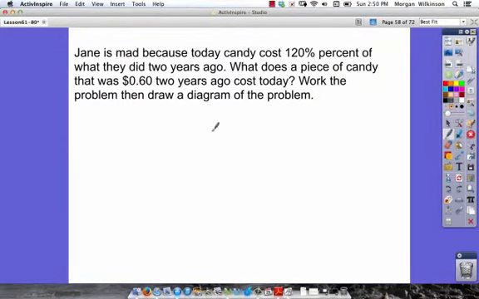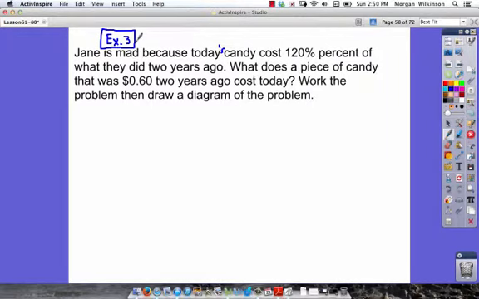Jane is mad because today's candy costs 120% of what it did 2 years ago. What does a piece of candy that was 60 cents 2 years ago cost today? Work the problem and then draw a diagram of the problem. Now remember, since this problem has more than one sentence, you don't need to write it in your notes. What you could write in your notes is example 3, and you could always come back to this page if you had a question about what the original problem was.